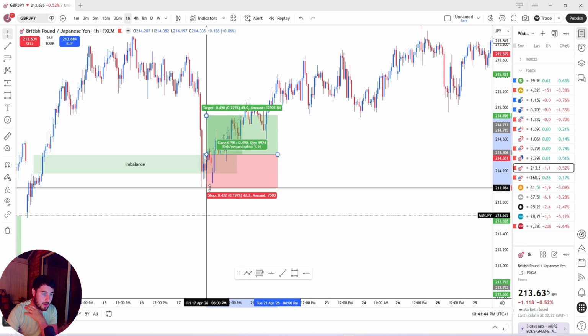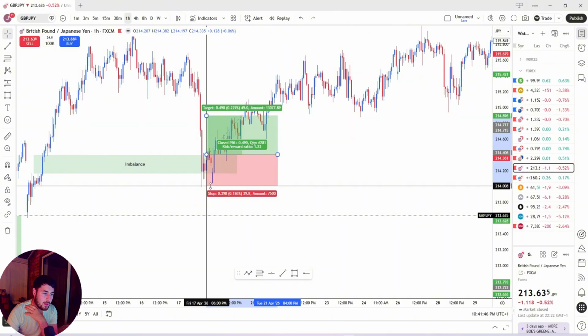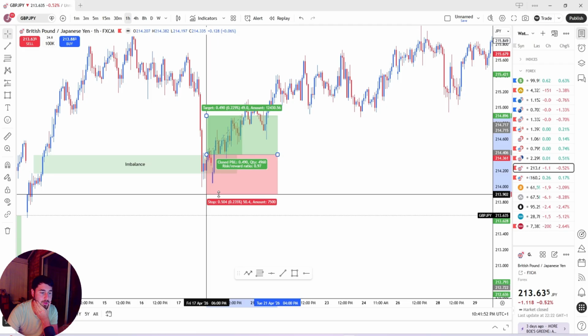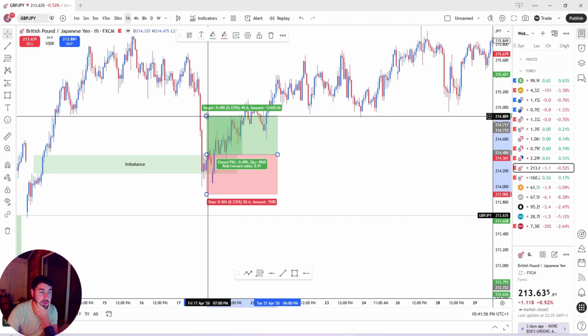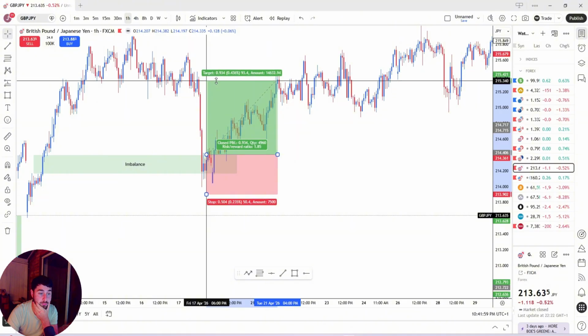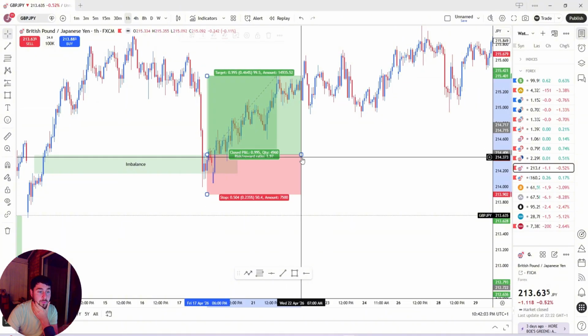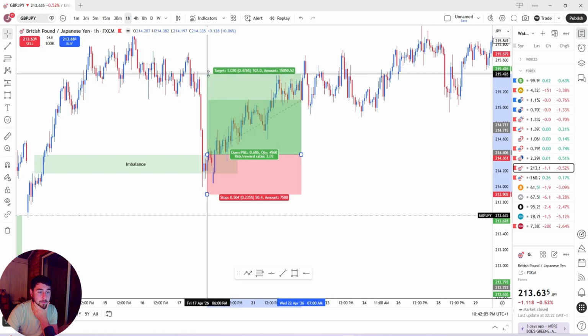You don't really want a big stop loss like that. But I guess a 50 pip stop loss, reasonable if you're that kind of guy. Even if you wanted a 1 to 2, you would have got it. Just like that.